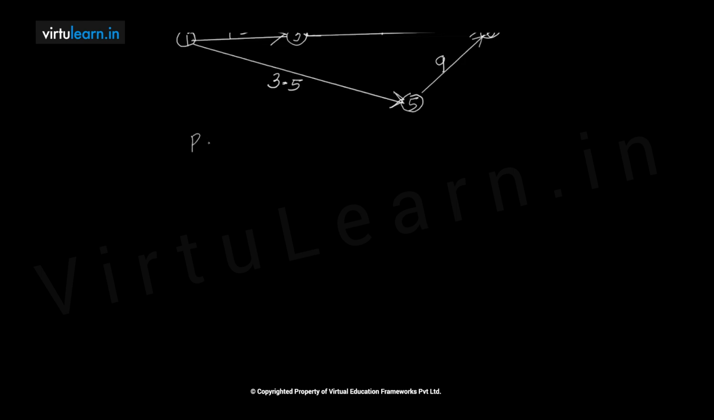Now we'll write down these paths here. Path, duration. So the paths we are writing: 1, 2, 4, 6. Duration is 7 plus 8 plus 11, which gives us 26 days.